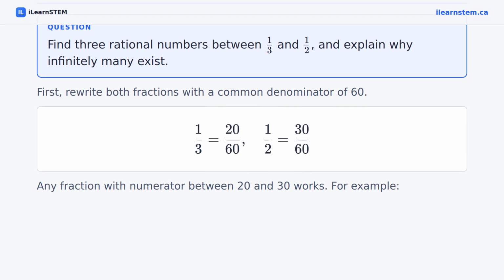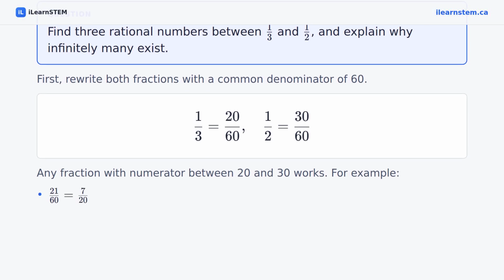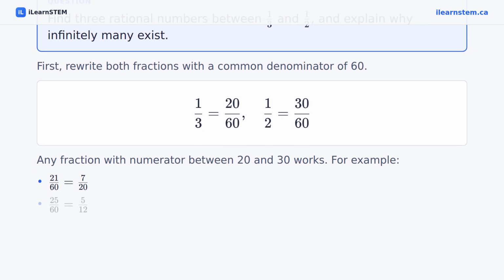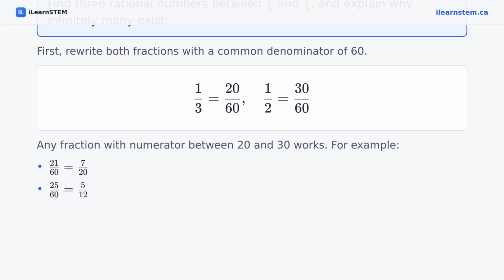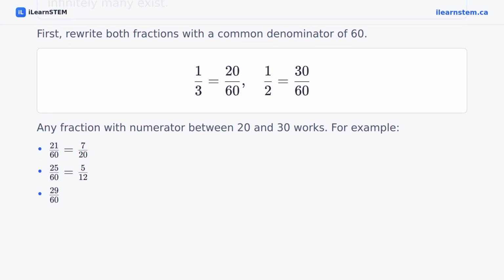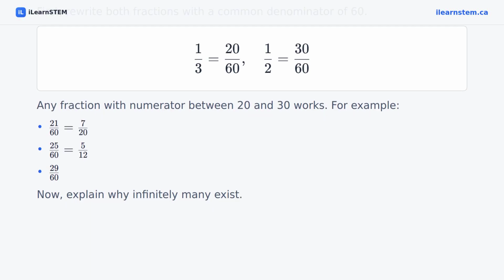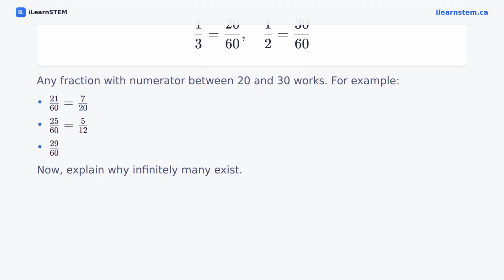For example, 21/60ths simplifies to 7/20ths. 25/60ths simplifies to 5/12ths. 29/60ths. Now explain why infinitely many exist.